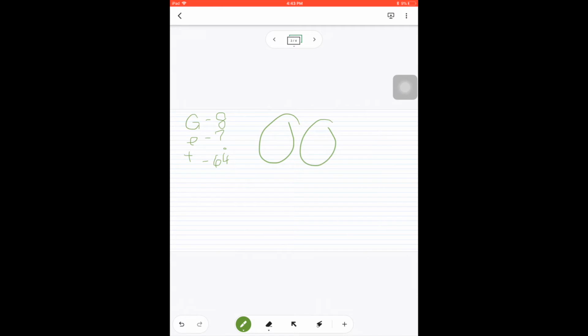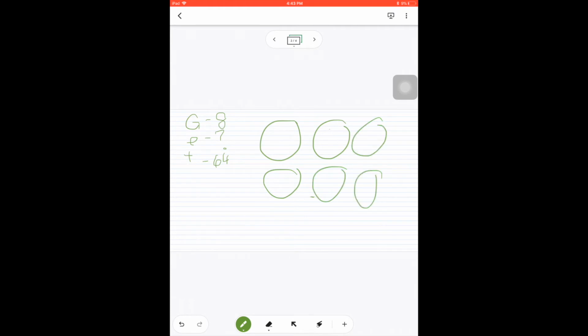1, 2, 3, 4. You know what? I don't like the size of this. Oh, it's okay to erase. That's the beauty of math. You can always say, oops, I didn't like that. I'll fix that in a second. So there's my 1, 2, 3, 4, 5, 6, 7, 8 groups, right? So I've got my 8 groups and I've got 64 total.